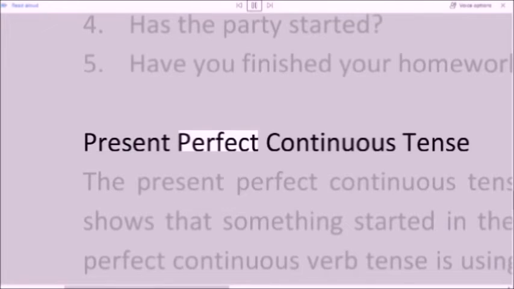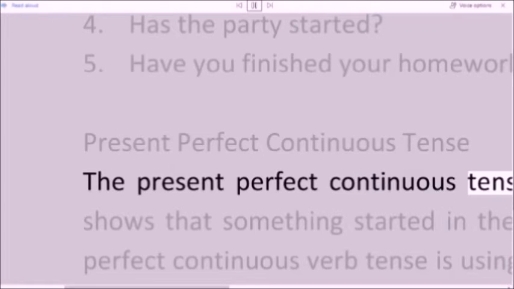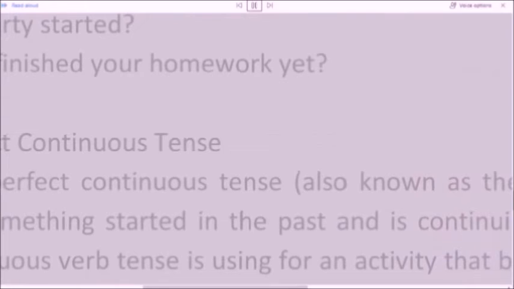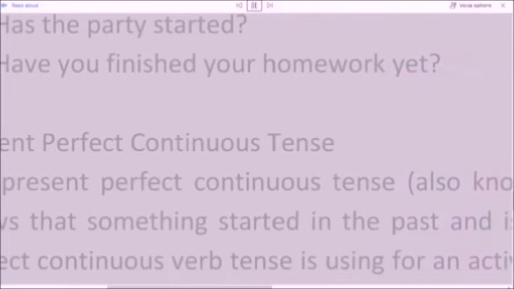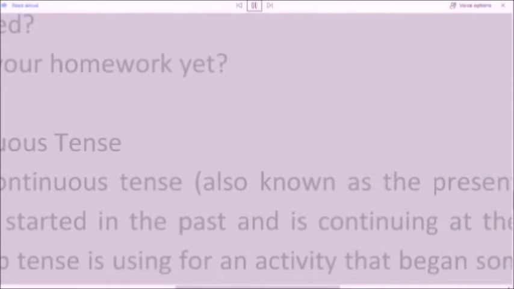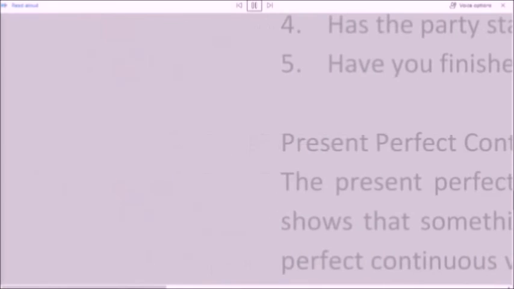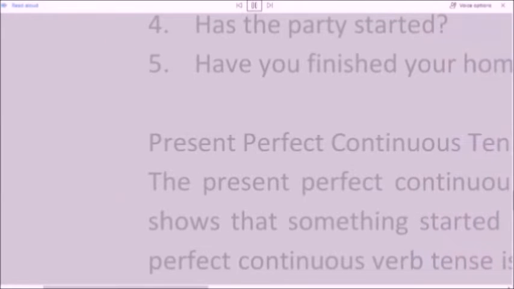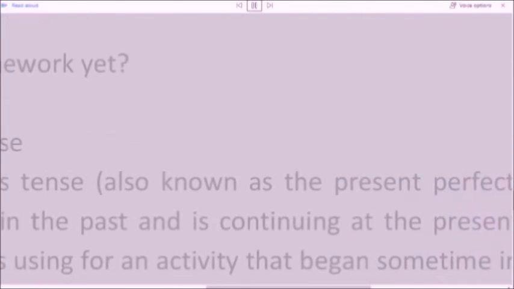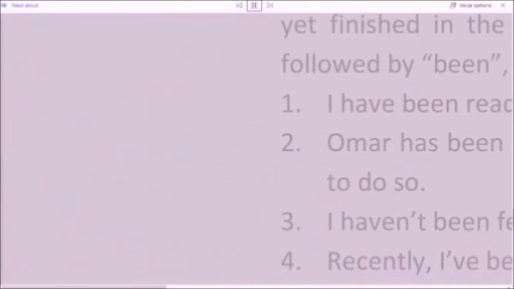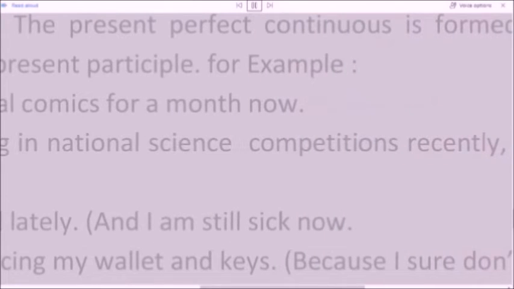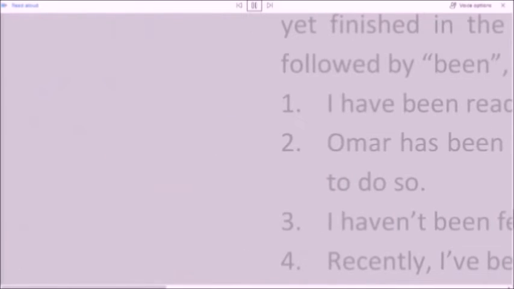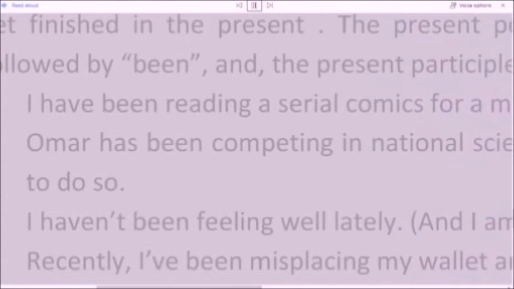Present perfect continuous tense. The present perfect continuous tense, also known as the present perfect progressive tense, shows that something started in the past and is continuing at the present time. The present perfect continuous verb tense is used for an activity that began sometime in the past and is not yet finished in the present. It is formed by has or have, followed by been, and the present participle.